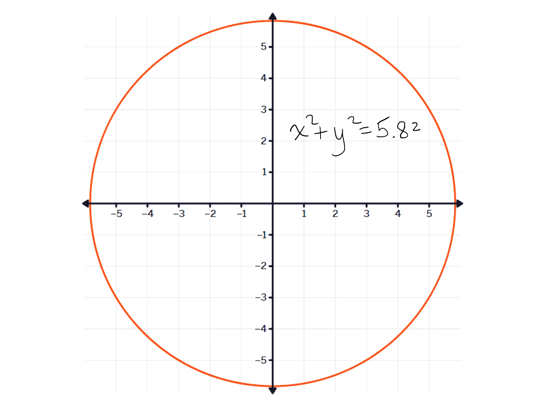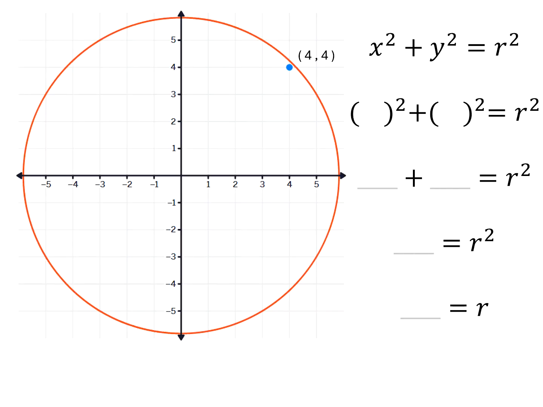x squared plus y squared equals 5.8 squared. I've gone ahead and done that already. As you can see, the radius of the circle is around 5.8 units. Remember, we want to determine if point (4, 4) is located on the circle, outside the circle, or inside the circle. As you can see, point (4, 4) looks to be inside the circle, but we need to verify this mathematically and not visually.